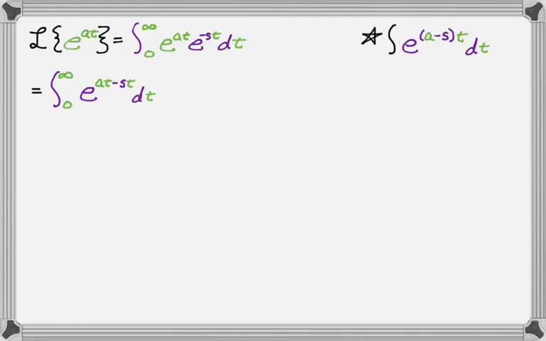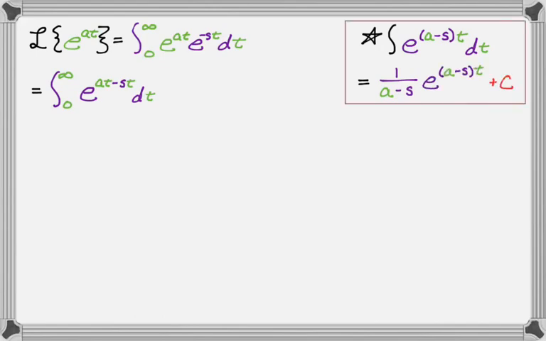So I factored t out of both parts of the exponent, and now it's actually a relatively simple one. There should be a quantity a minus s in there by the chain rule, so the antiderivative is going to be 1 over a minus s, and then e to the a minus s times t, and then a plus c because it's an indefinite integral, but we don't really need the c there because we're actually doing the definite integral.